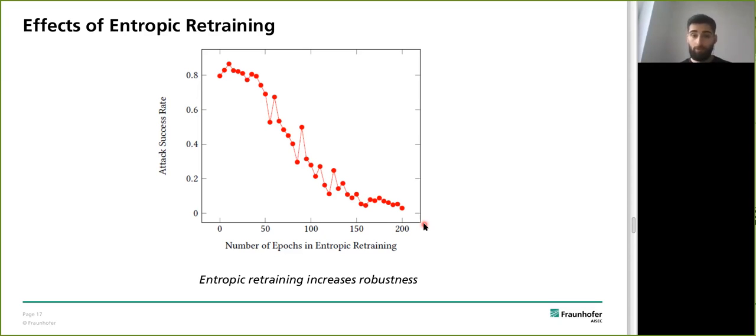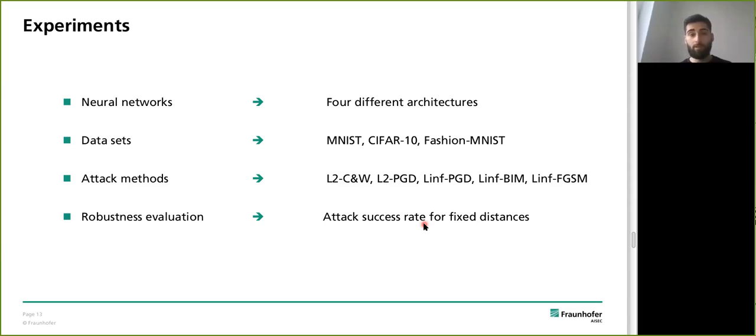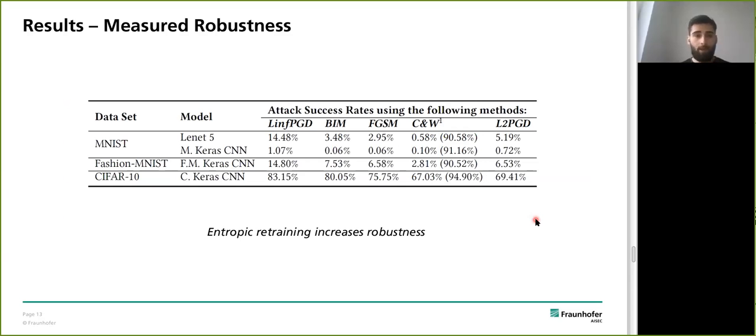We wanted to confirm this initial observation with a wide range of experiments. We performed those experiments on different neural network architectures, for 3 different datasets, and for a total of 5 attack methods. We again measured the level of robustness by measuring the attack success rate for fixed distances between the benign and adversarial examples. If you want to know more details about the experiment, please have a look at the paper.